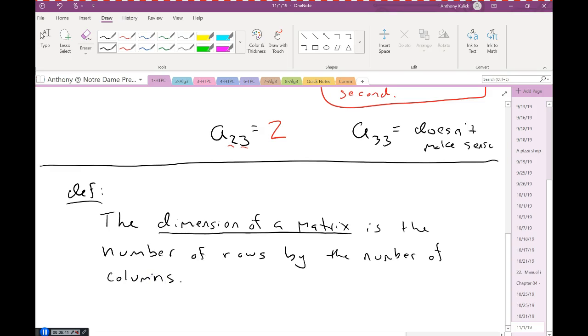So when we want to talk about the dimension of a matrix, we're just going to talk about it the same way we would describe the dimension of a room. If your room is like 12 feet by 15 feet, 12 feet long and 15 feet wide, we might use a similar description to describe the dimension of a room. We'll use a similar description to describe the shape of our matrix. We'll describe it as the number of rows by the number of columns.